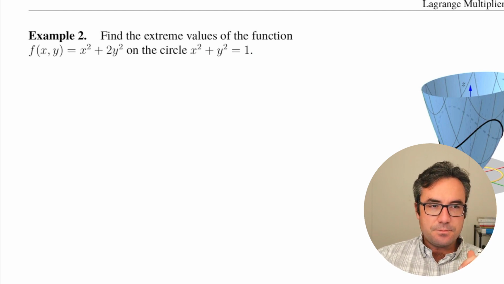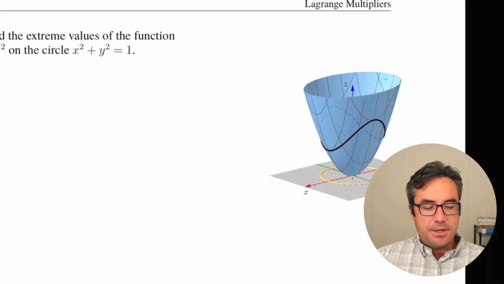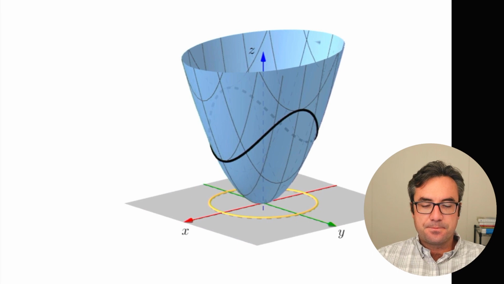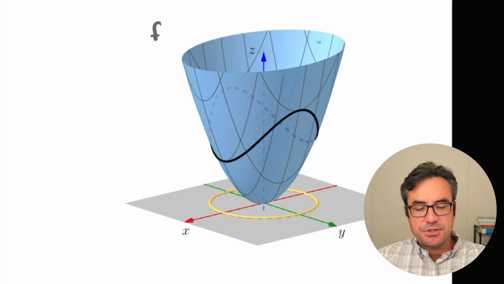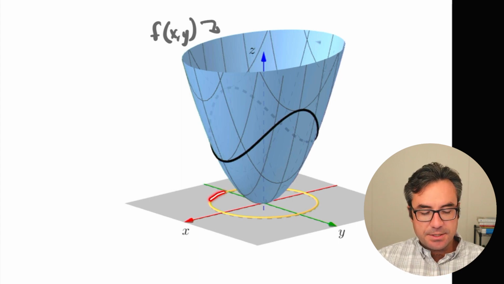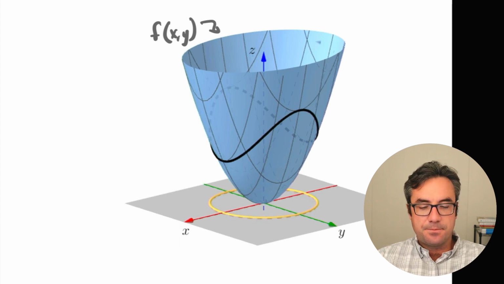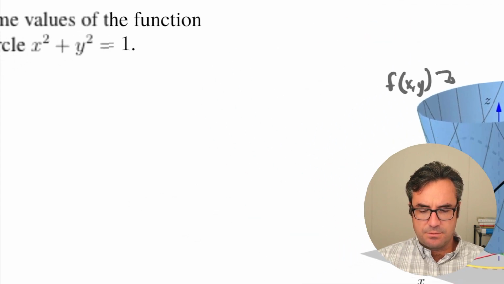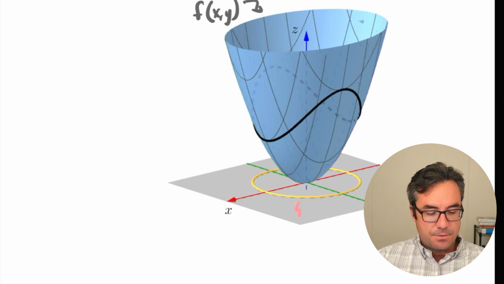All right. So graphically what's going on is we're looking at f of xy, which is a surface, and that's what we're seeing right here. And then we're looking at our constraint, which is x squared plus y squared equal to 1. So that is right down here.